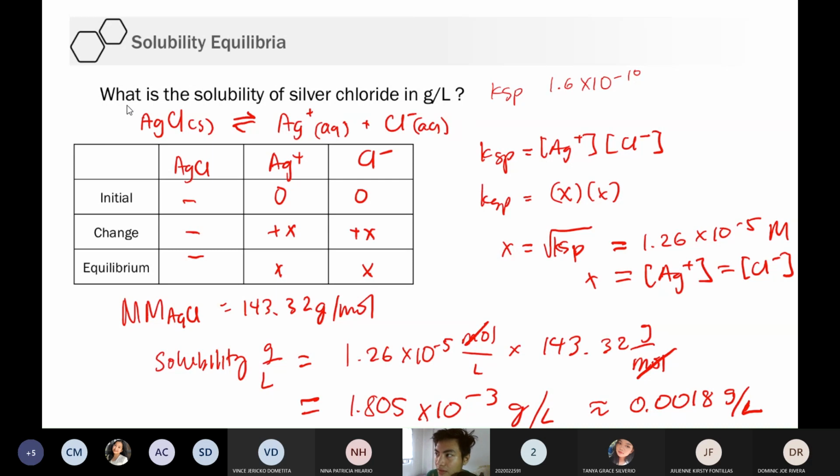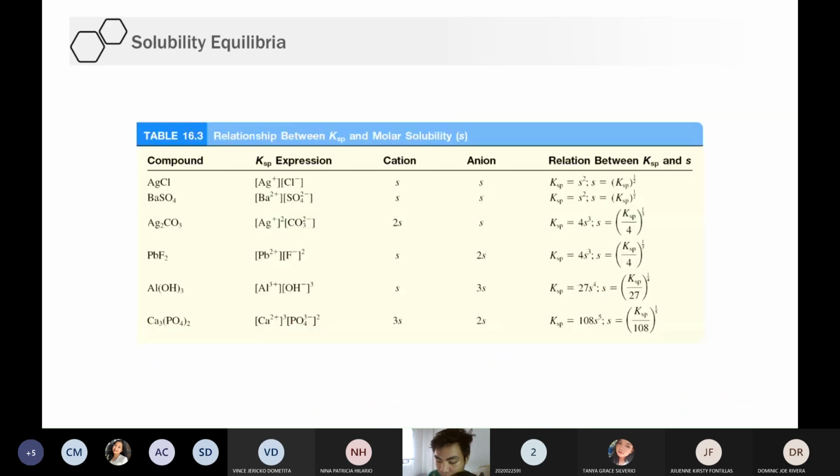So again, if you're asked for the molar solubility, yun na yung X value natin. However, kung gusto mo ng solubility in grams per liter, then you need to multiply your molar solubility by the molar mass lang. Okay, so ganun lang. As long as you know the equilibrium, madali na lang to. Okay.